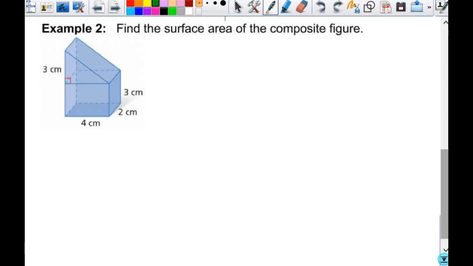So I want you to think for a second, not as far as what the answer is or even formulas or anything, but just a plan for how you would go about it. What would you find?